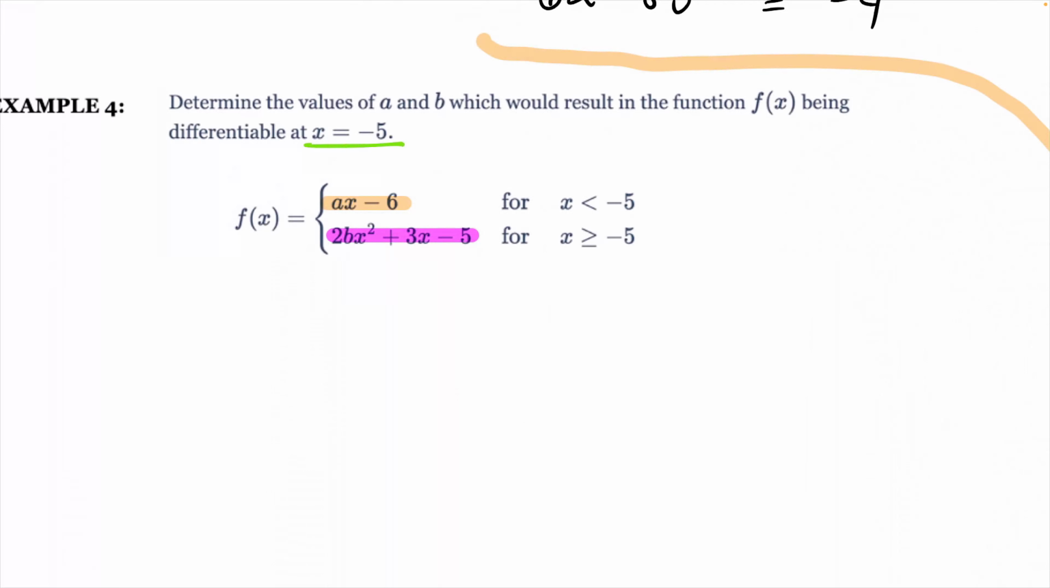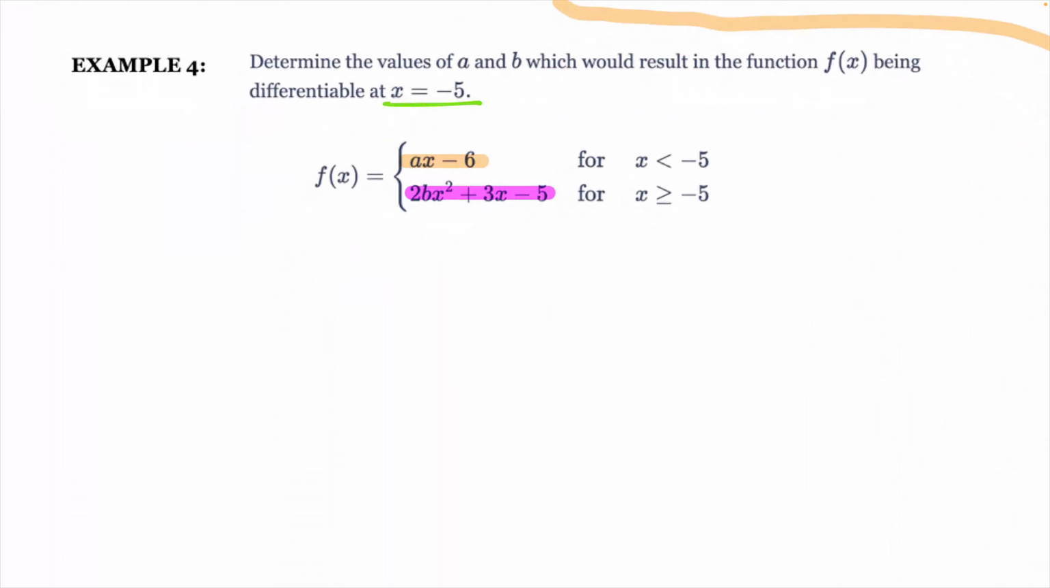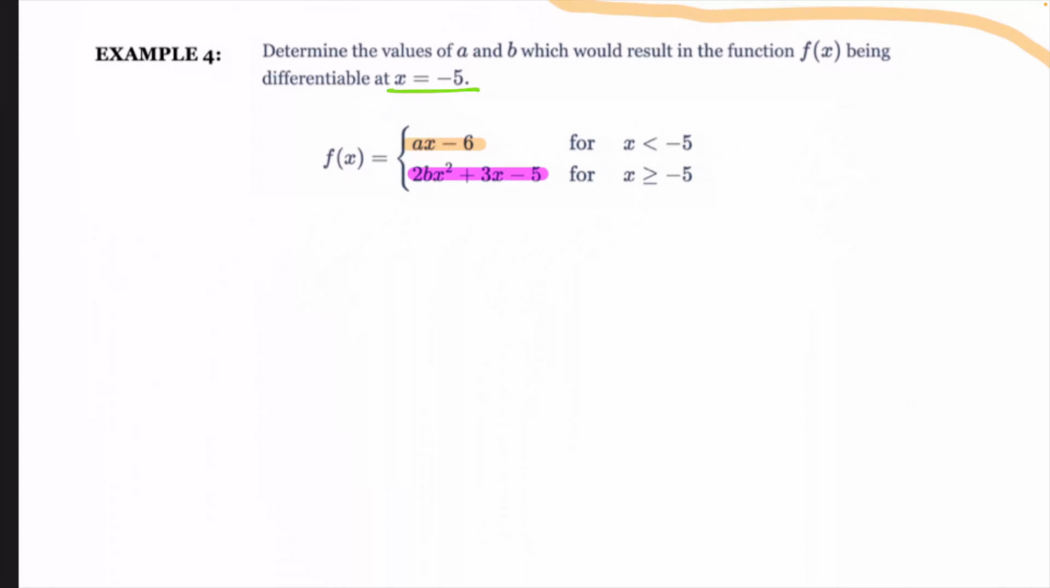Okay? So what we're going to do is it has to be differentiable, because it says would result in being differentiable. So what I'm going to do is figure out what a and b need to be for it to be differentiable at x equals negative 5.